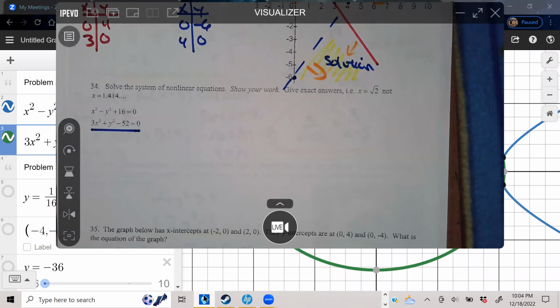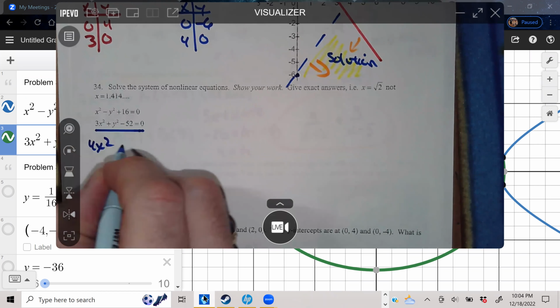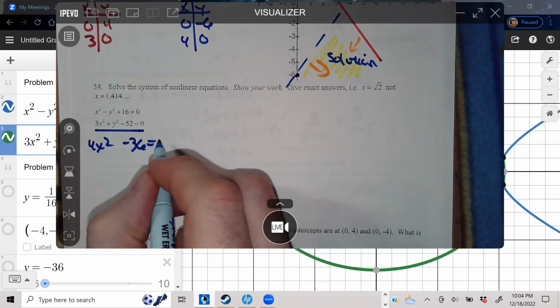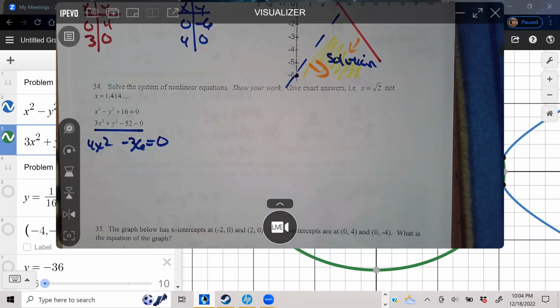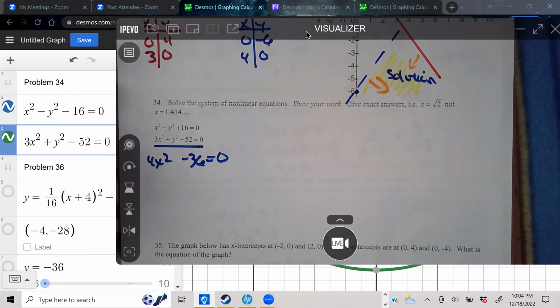So let's find them. I would start by adding these 2 equations together. 1 and 3 gives me 4x squared. The y squares cancel out. Minus 36 equals 0. Do I have that equation plugged in right here? Yeah, okay. So let's see. Why doesn't that look right?